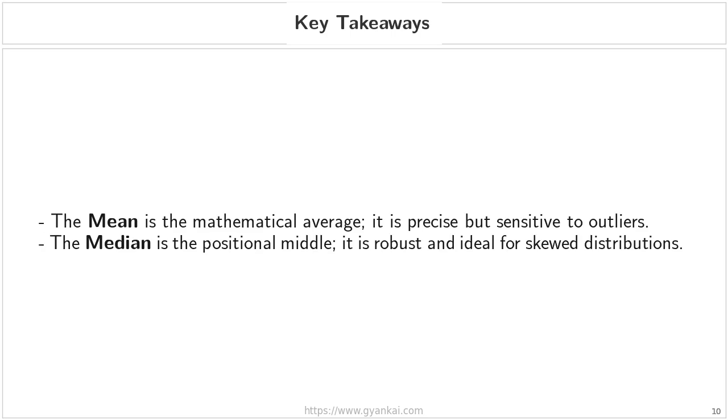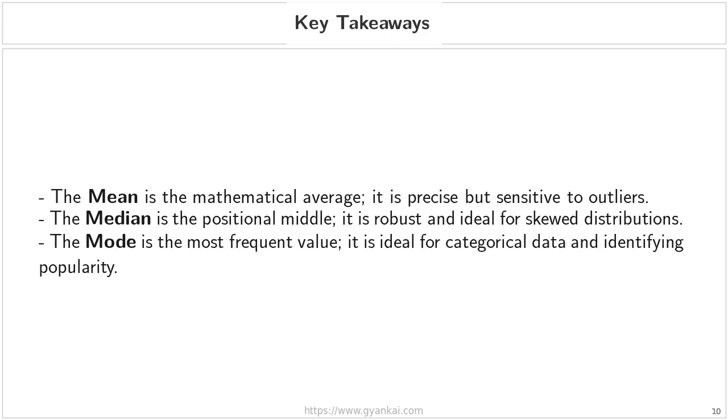Next, we have the median. Remember our example regarding household incomes? The median is simply the positional middle of your data. Because it only cares about the order of the numbers and not their actual magnitude, it is robust. This means it stays stable and is the ideal choice when you are dealing with skewed distributions or datasets that contain those pesky outliers. Then there is the mode.